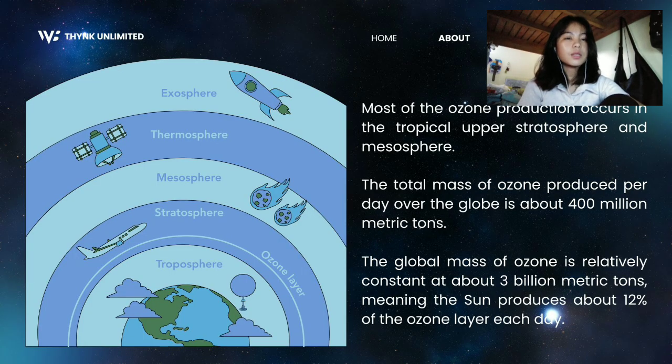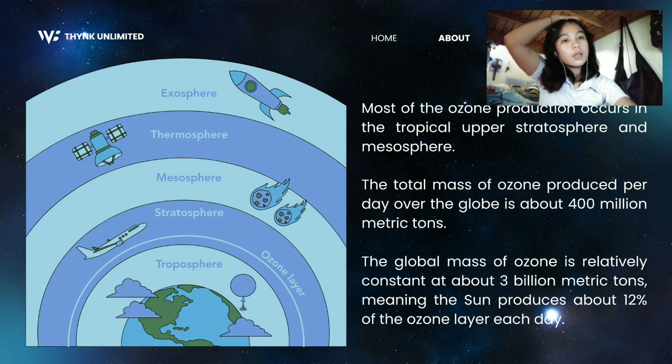So in this image, we can see where the ozone layer is located. Ozone oxygen cycle, Chapman cycle. Most of the ozone production occurs in the tropical upper stratosphere and mesosphere. The total mass of ozone produced per day over the globe is about 400 million metric tons. The global mass of ozone is relatively constant at about 3 billion metric tons, meaning the sun produces about 12% of the ozone layer each day.